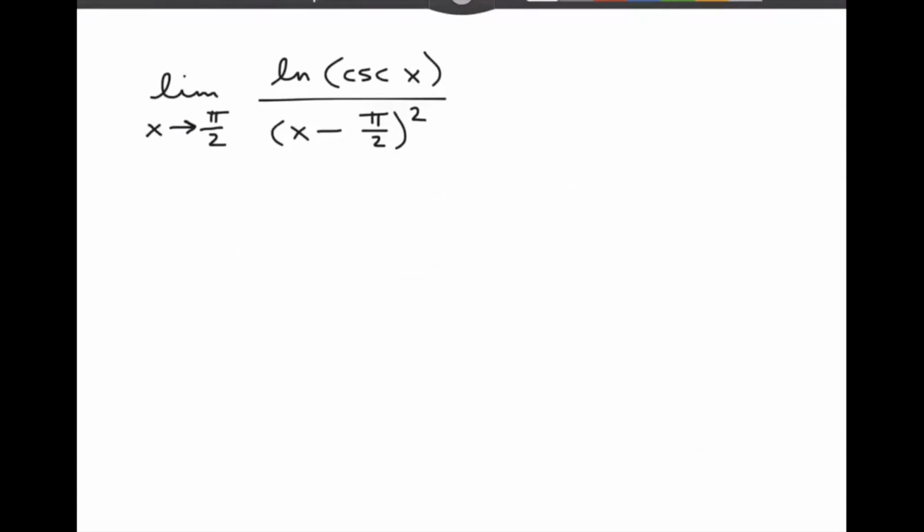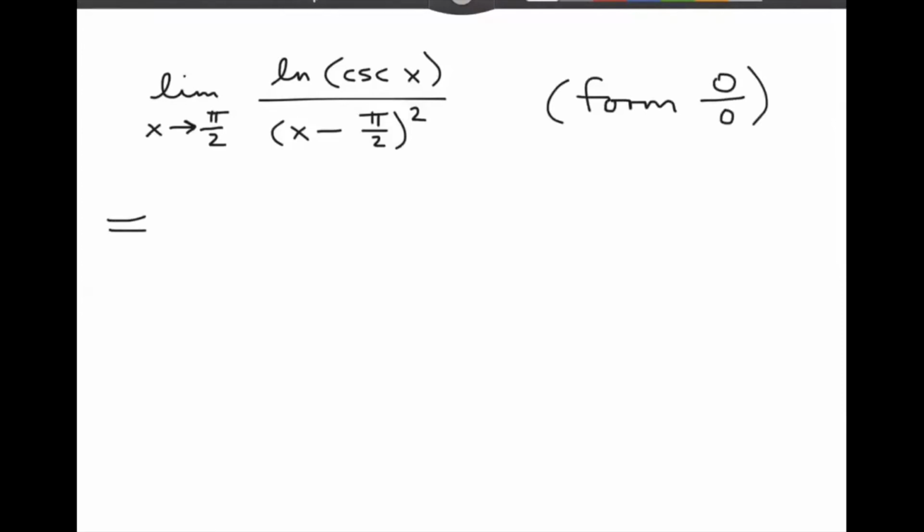Okay, so checking the form. The cosecant of pi over 2 is the reciprocal of sine pi over 2. Sine pi over 2 is 1. So the reciprocal of 1 is 1. The natural log of 1 is 0. And pi over 2 minus pi over 2 is 0. The square of 0 is 0. So this has the form 0 over 0.